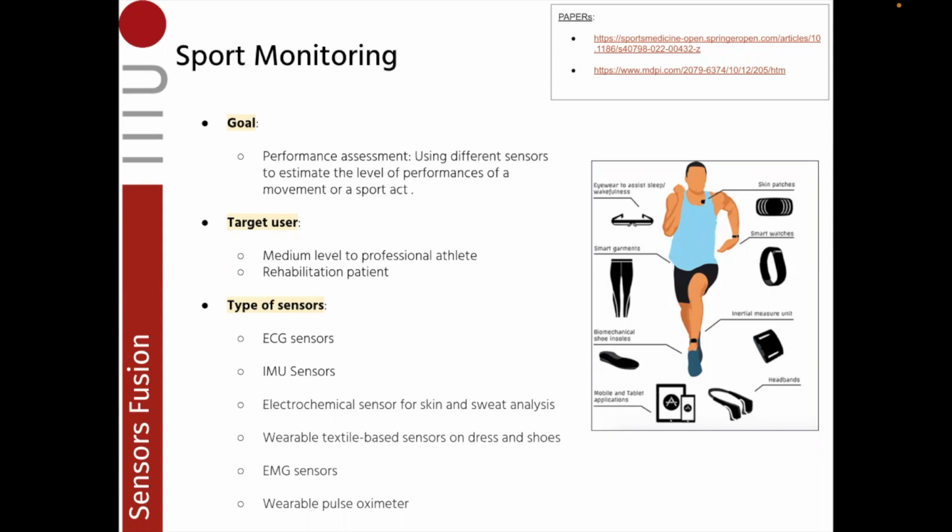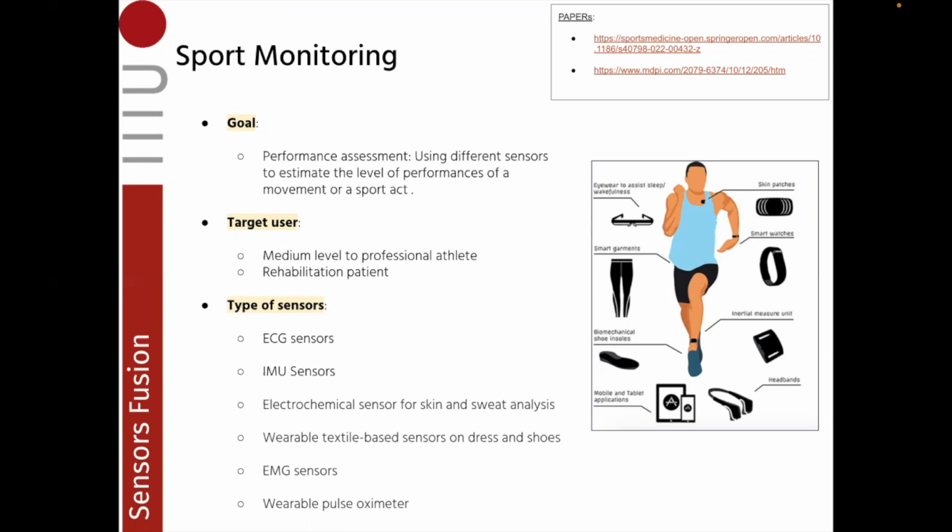So the second main application is sport monitoring. In this field, we have a completely different type of target. If in smart assisted living what we want to do most of the time is activity recognition and anomaly detection, in this case the great impact of sensor fusion is around performance assessment. So we want to estimate the level of performance of a movement or a defined sport act. For this reason, the targets are mainly two. First of all, we have medium level to professional athletes, and on the other hand, we can have some rehabilitation patients.